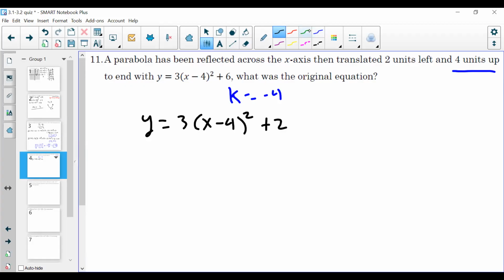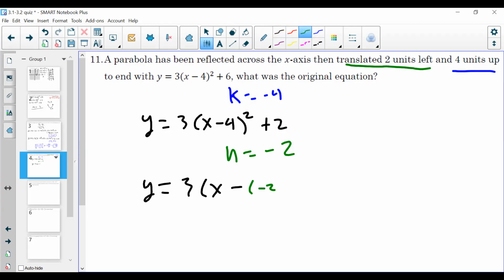And then after that, I have a translation 2 to the left. That one's telling me that h is -2. This one can be a little confusing because remember, your h value is always in the form x minus h. So if I have this x minus 4, what I have is your x, which is just x, minus -2. So it's minus that -2 minus 4, all squared plus 2. Which is really just saying x plus 2. You're really adding 2.